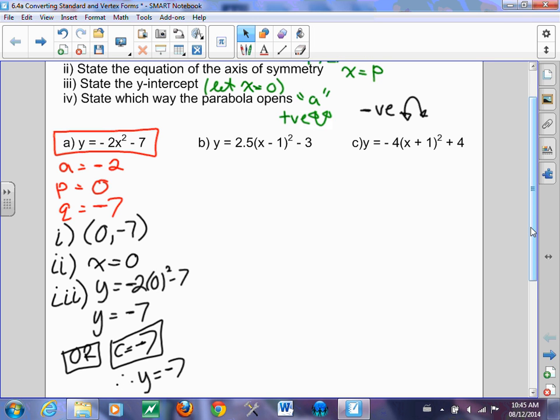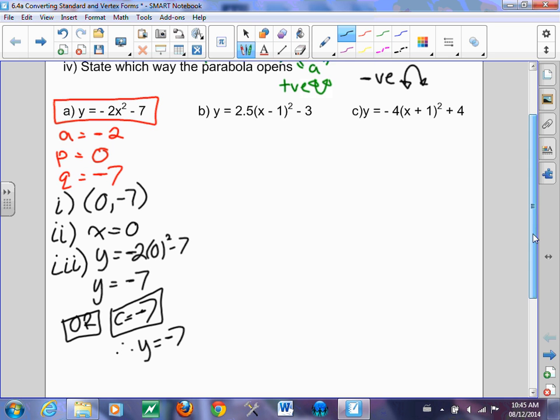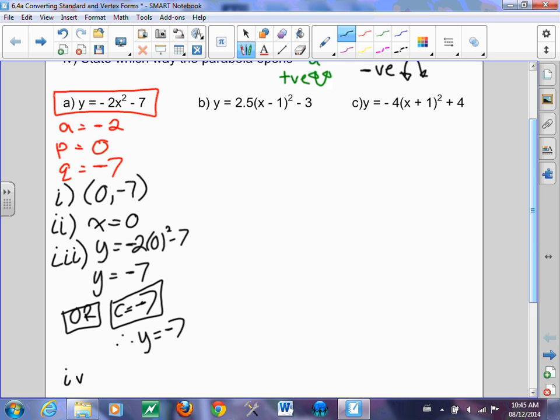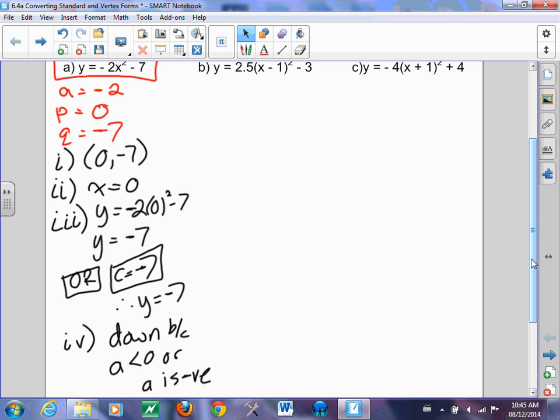And the last one, ladies and gentlemen, direction of opening. We're going to say it depends on the A value. So for the last question here, it opens down because A is negative, or A is less than 0. Awesome. Let's take a look at the second question.